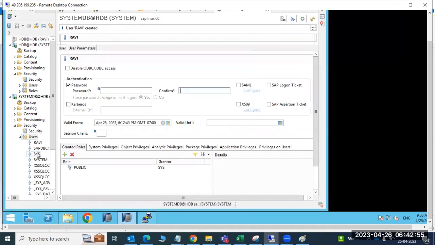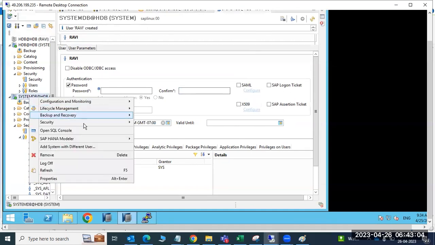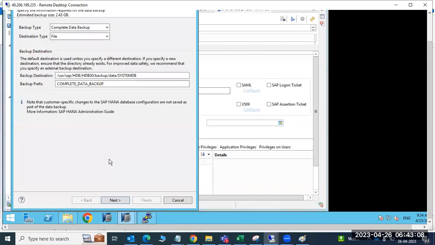So before the backup, there is no user. After the backup, I have the user. Okay, so now I will take the backup again. Again, I am taking the system DB backup here.